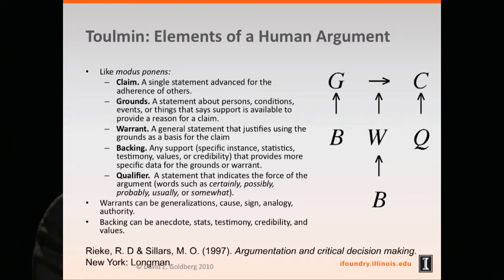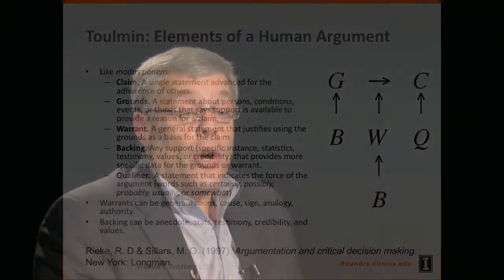Grounds and warrants can have backing. That is, why is it that we believe the grounds? Why is it that we believe the warrant? So we can imagine any support, a specific instance, statistics, testimony, and so forth, that provides specific data to believe the grounds or the warrant. And then we can qualify the claim with words like certainly, possibly, probably. So in other words, we can give some indication of how reasonable it is to expect the grounds to lead to the claim. So in this way, we connect formal reasoning to a kind that seems more human, more like the kind of reasoning that people actually do.